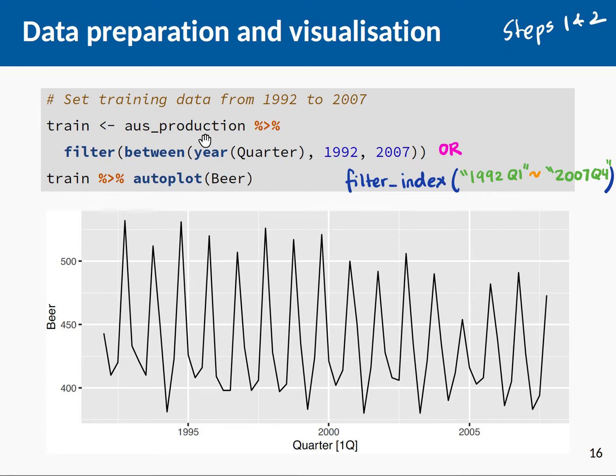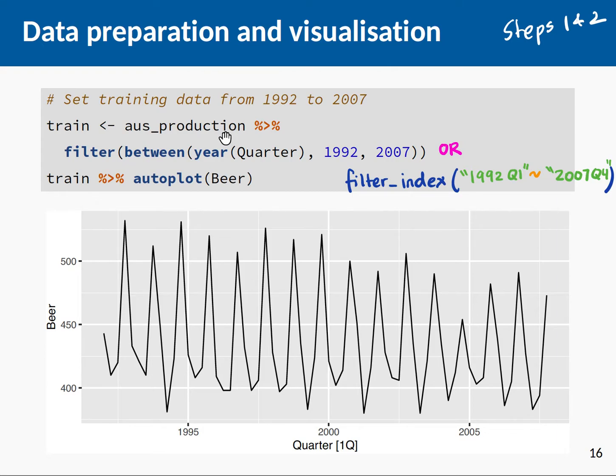extract the beer production from that. So in this first step, what we're doing is we are trying to set our training data from 1992 to 2007. You can make it what you want, but the nice thing to do always is to try to look at your data set first before you apply these commands. So we're going to define our training data set and assign it to this type of an operation here.